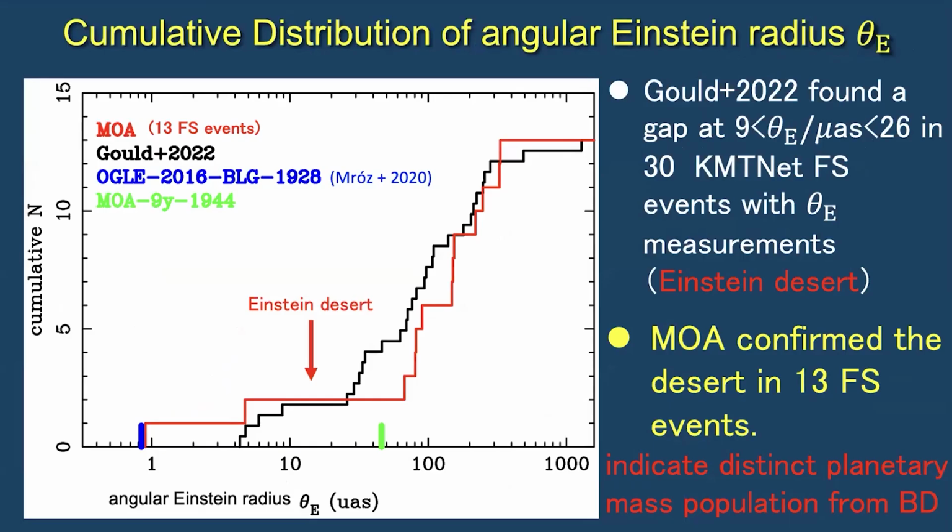So here is the cumulative distribution of the theta E compared to the Auger et al. result by the ChemTNet. The red is our result, and black is the Auger et al. And as you can see, we also see some deficit of the event at around 10 micro-arc second. So we confirmed there is the distinct population of the planetary mass object compared to the Browndorf object.